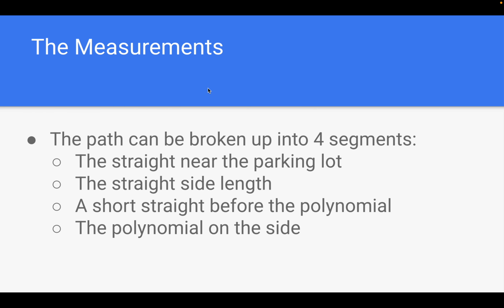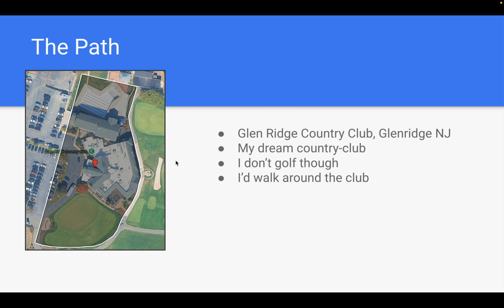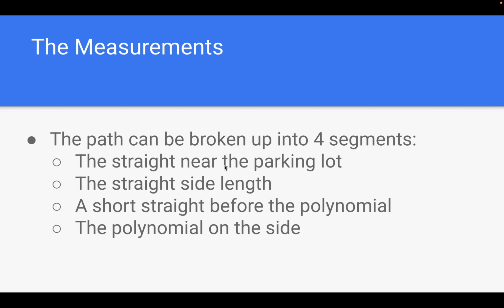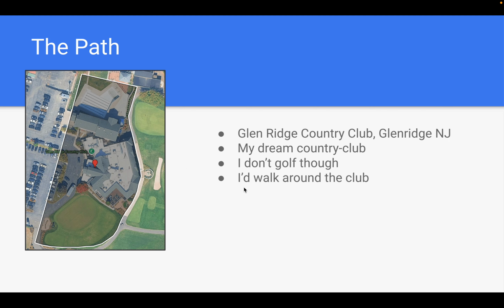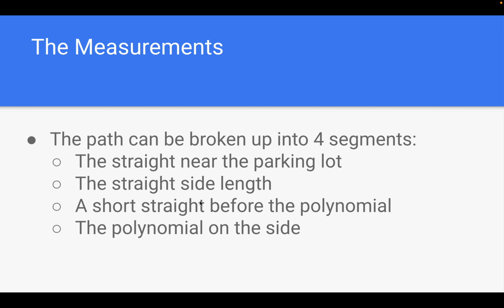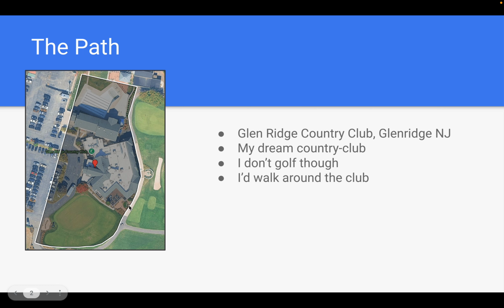So let's talk about how to measure that path length. The path can be broken up into four different segments. Three straights: one near the parking lot, one side length, and one right before this little curve. And then the actual curve itself, the polynomial equation on the side.